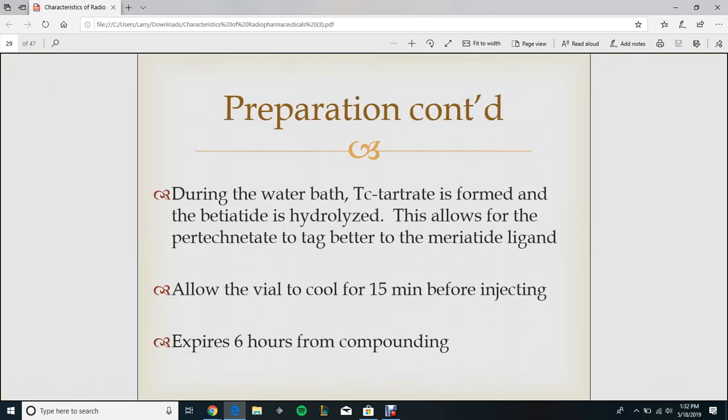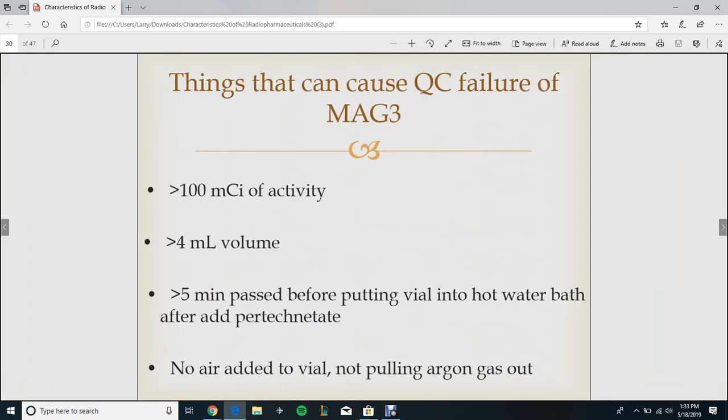During the water bath, tartrate is formed and betiatide is hydrolyzed. This allows the pertechnetate to tag better to the mertiatide ligand. Allow the vial to cool for 15 minutes before injecting. It expires 6 hours from compounding.